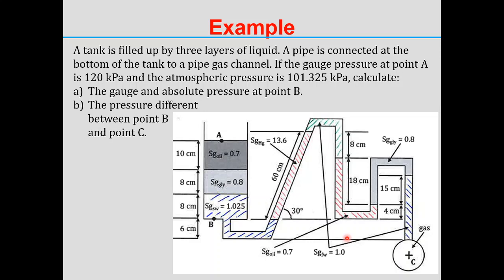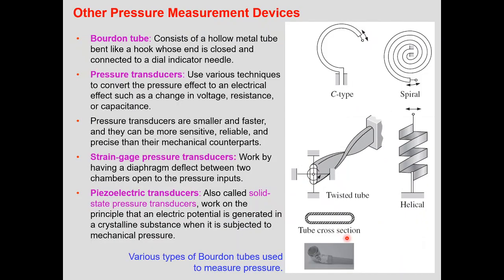Okay, other than barometer and manometer, there are other types of pressure measurement device. Bourdon tube. So Bourdon tube consists of a hollow metal tube bent like a hook, whose end is closed and connected to a dial indicator needle. Okay, second is pressure transducer. Pressure transducer uses various techniques to convert the pressure effect to an electrical effect such as change in voltage, resistance, and capacitance. Pressure transducers are smaller and faster, and can be more sensitive, reliable, and precise than their mechanical counterparts.